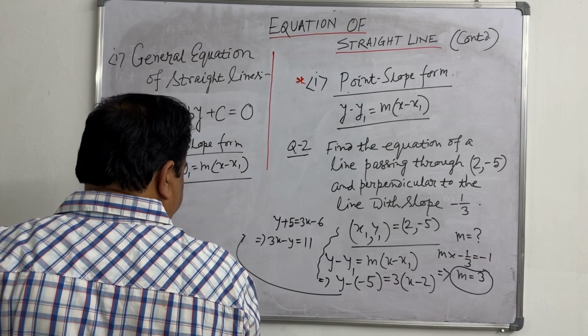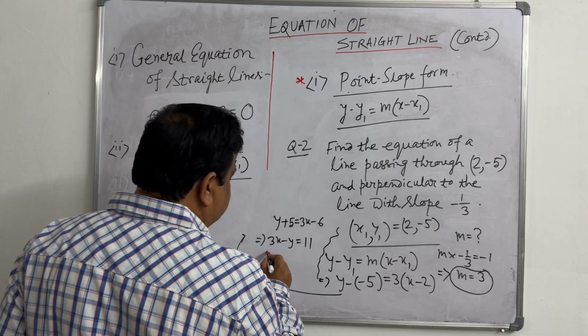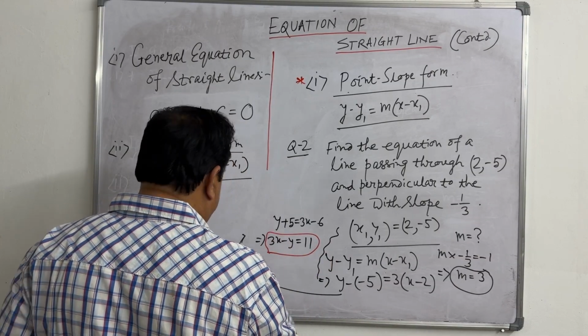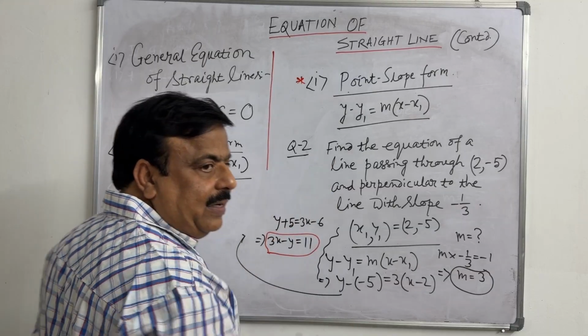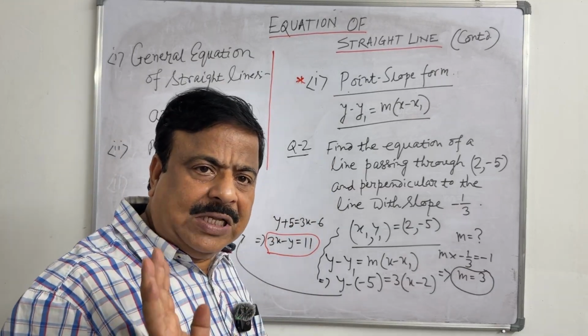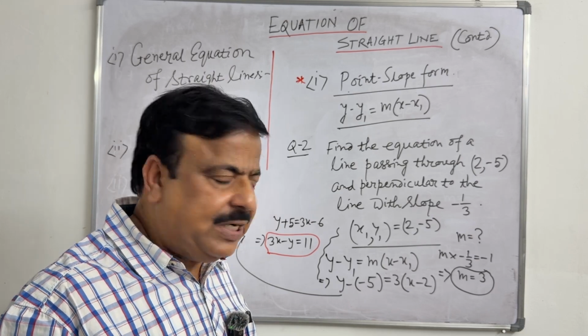So this is the equation of the line. Clear? What is the point slope form of a straight line?